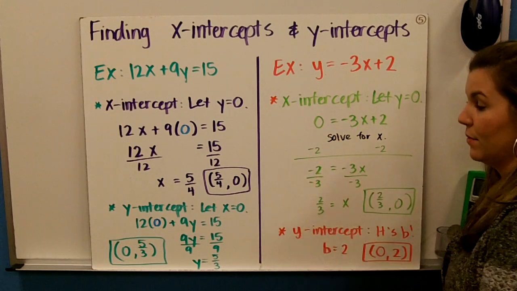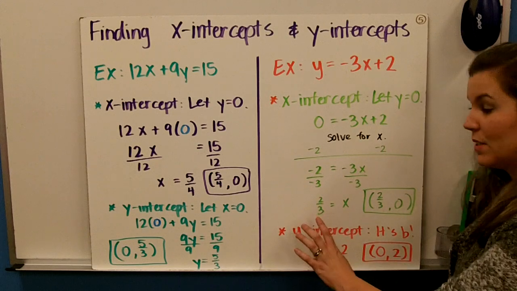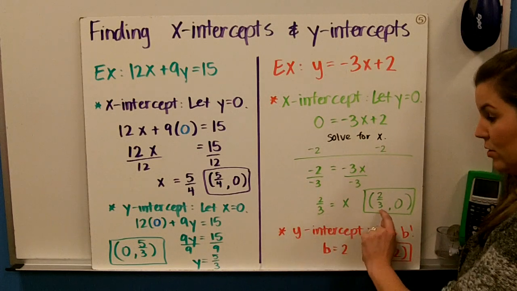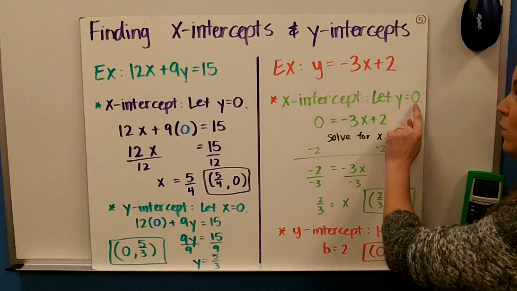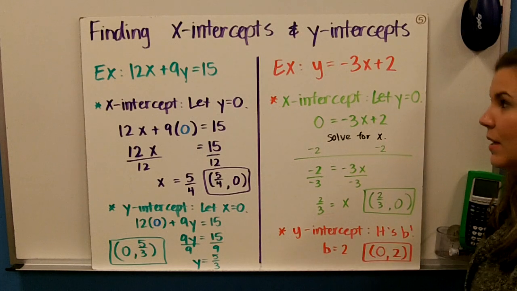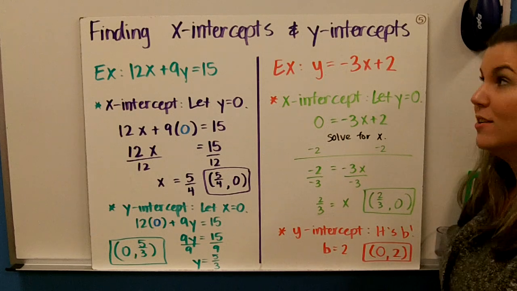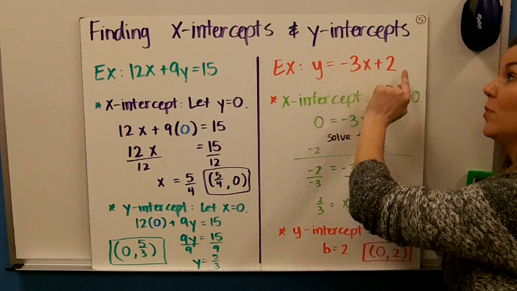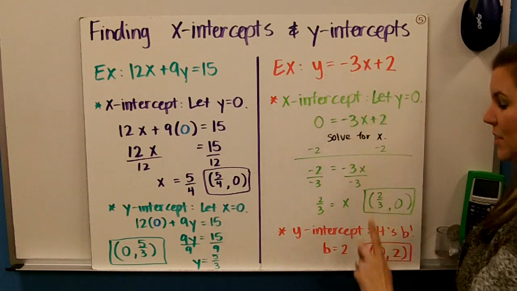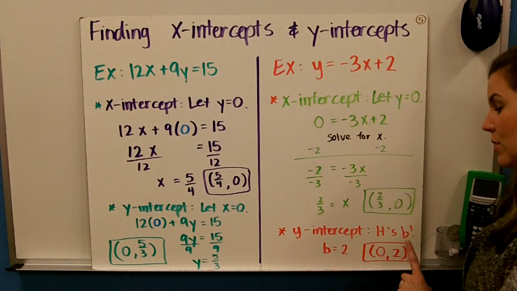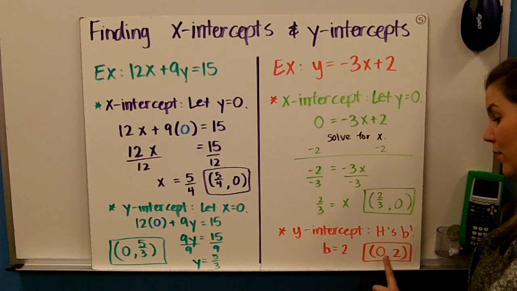Divide both sides by -3. A negative divided by a negative is a positive. This is our x value. It goes first in our ordered pair, and we said y was 0. Now, if the equation is in slope-intercept form, it's really easy to see what the y-intercept is. This is slope, y-intercept. Y-intercept is 2. B is 2. So we write it as an ordered pair. 0, 2.